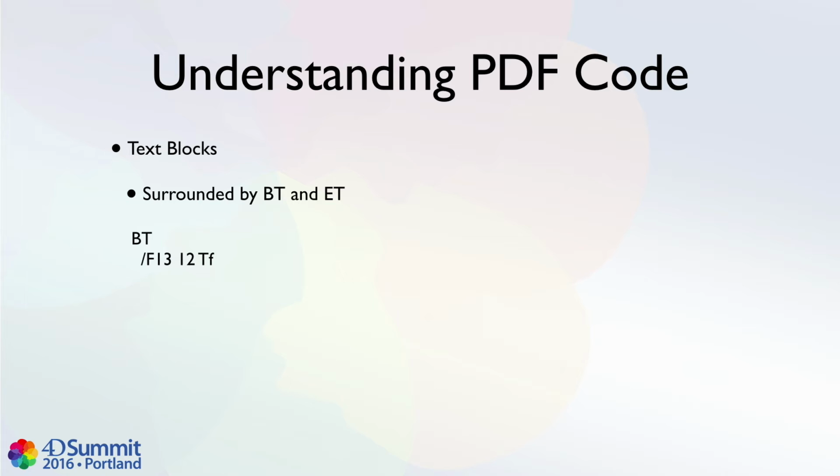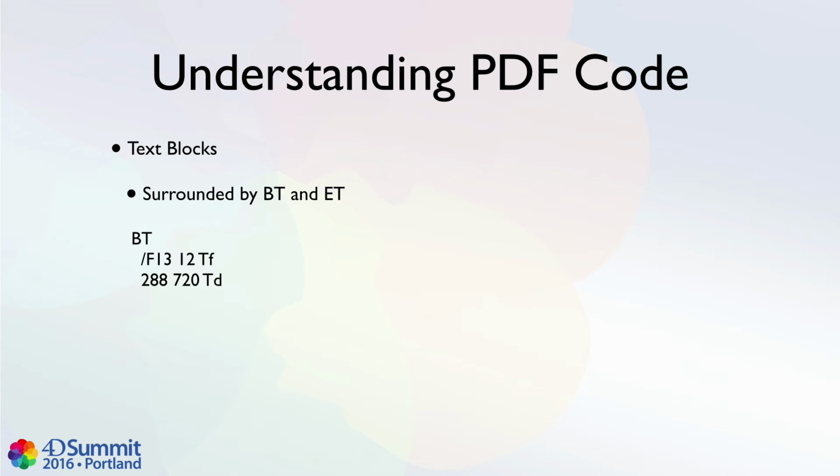Then you see a 12 and a TF. The 12 is the font size, and then the TF is a method. So right here, I'm pushing a font name on the stack, I'm pushing a size on the stack, I'm using the TF command to pop those two off. So that tells me the font I want to use is named F13, and I want to use size 12 of that font.